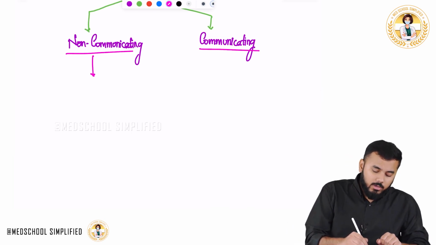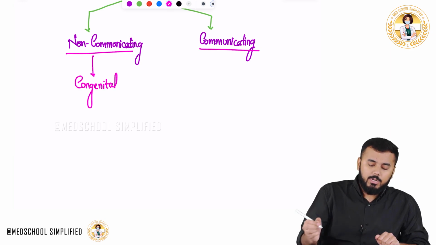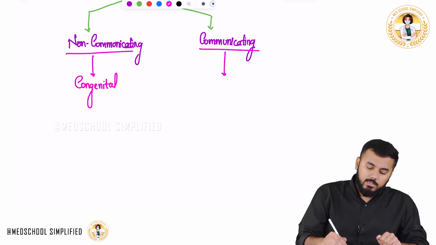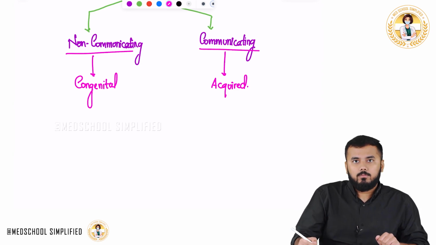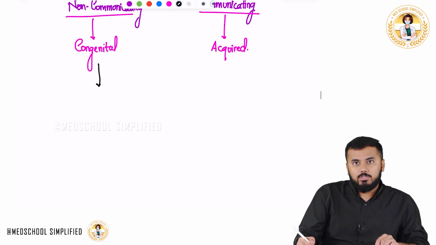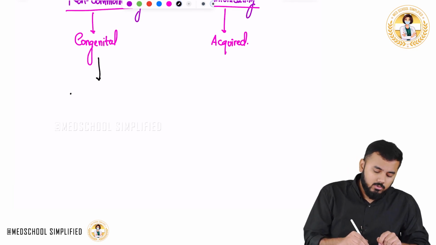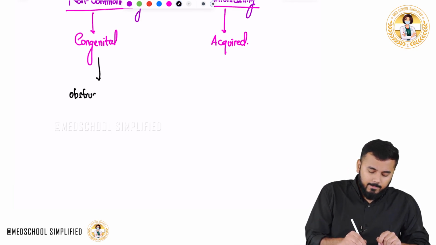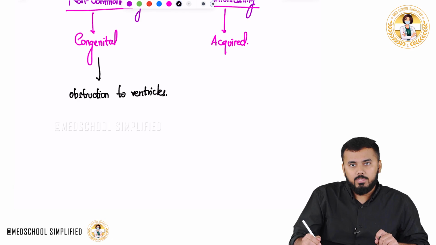Now when it comes to non-communicating hydrocephalus, this is a congenital problem. It happens from the birth itself. Congenital problem. And communicating hydrocephalus is an acquired problem. Acquired problem. Okay. Next important thing, in non-communicating hydrocephalus, is there obstruction to the ventricles or no obstruction? There is obstruction to the ventricles. Because of the obstruction, the ventricles are not able to communicate with each other, right?